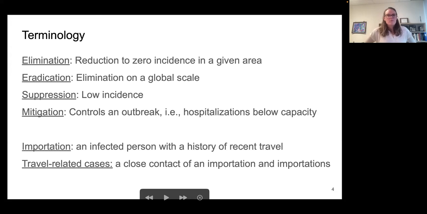I'll also talk about importations. Importations are when an infected person is reported and they have a history of travel. I'll talk about travel-related cases. And so these are both the importations and the close contacts of an importation. It was important to distinguish between these types of cases during the pandemic in Newfoundland and Labrador, as there were restrictions to self-isolate, and so there were not a lot of occurrences of spread from these travel-related cases to the community, and so they needed to be treated separately.